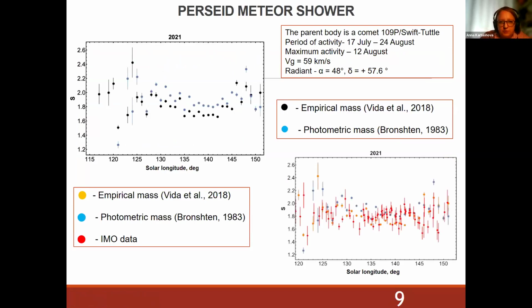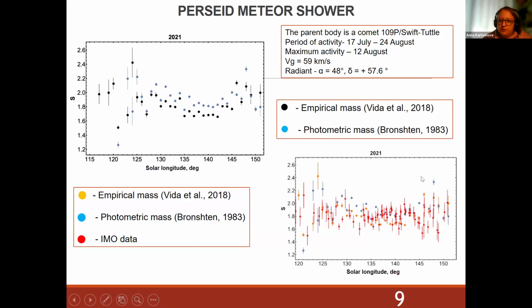We analyzed three meteor showers: the Perseids, the Geminids, and the Orionids. We took two approaches of mass estimation for the same observation data from the Global Meteor Network database, and you can see the different s values in the summer part. In the activity profile, the s values are closest, but in the summer part they are not very close.